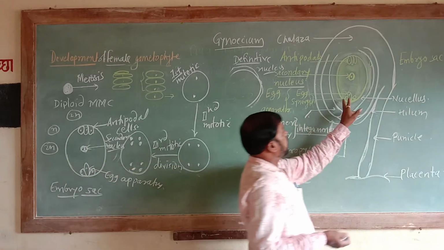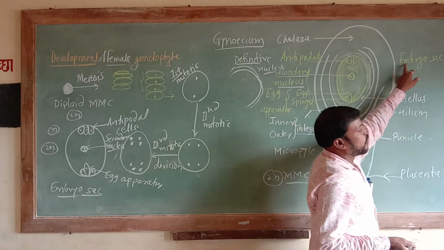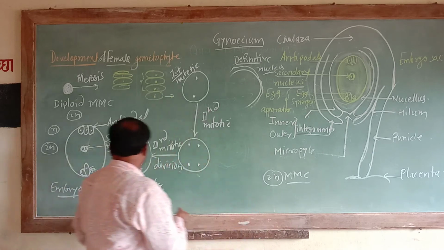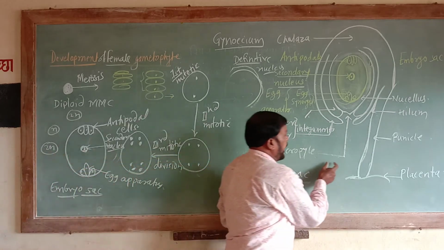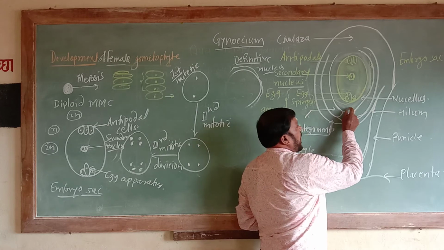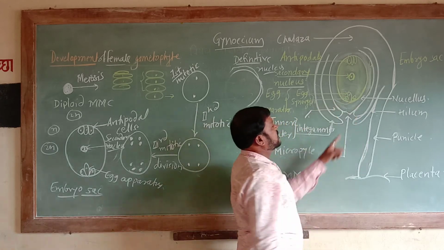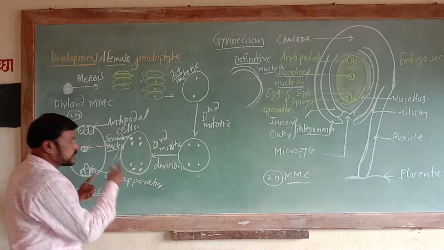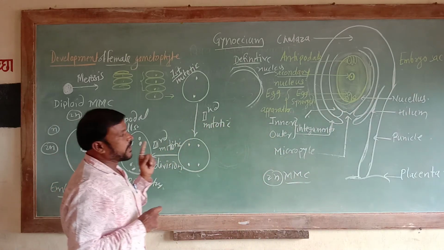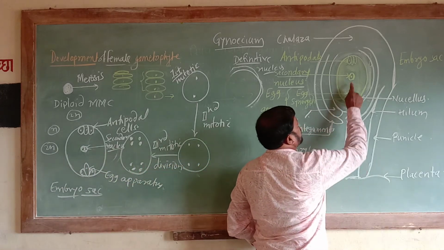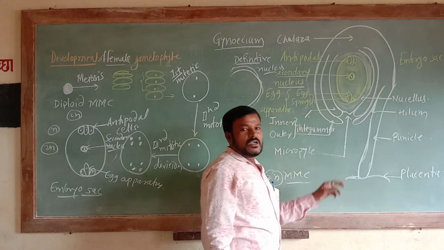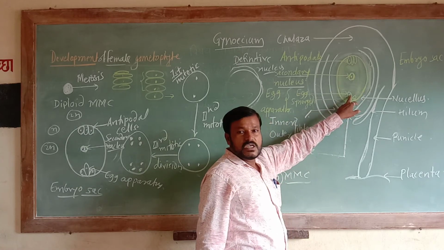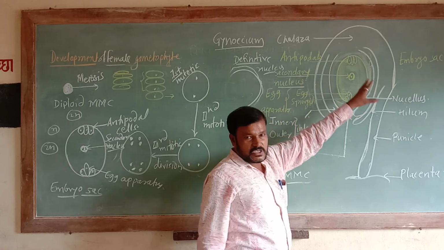Here we have already studied the female gametophyte, also called the embryo sac. After pollination, the pollen tube of the pollen grain enters through the micropyle and touches the synergids. It breaks and releases 2 male gametes, which we studied in the development of the male gametophyte. Then 1 fuses with the secondary nucleus to form the triploid primary endosperm nucleus, and 1 fuses with the egg cell to form the diploid zygote, and fertilization is completed.